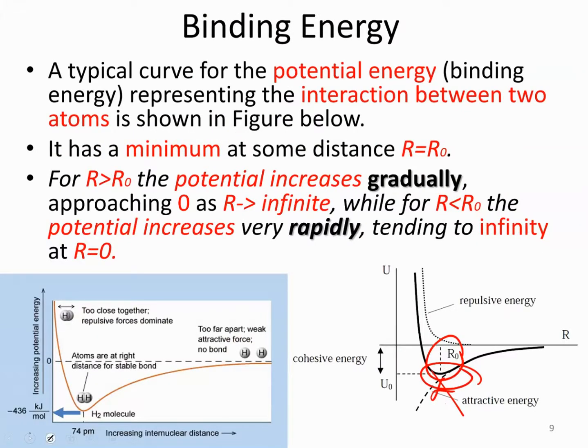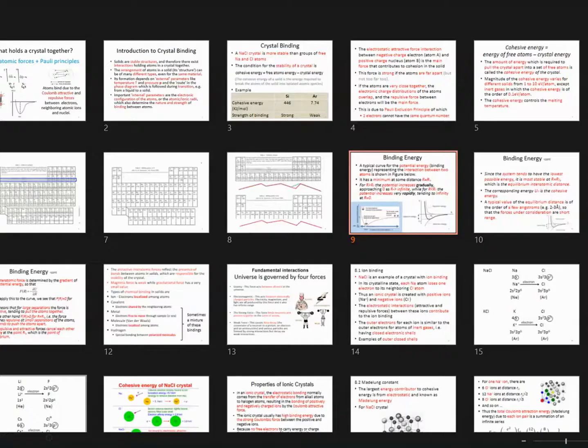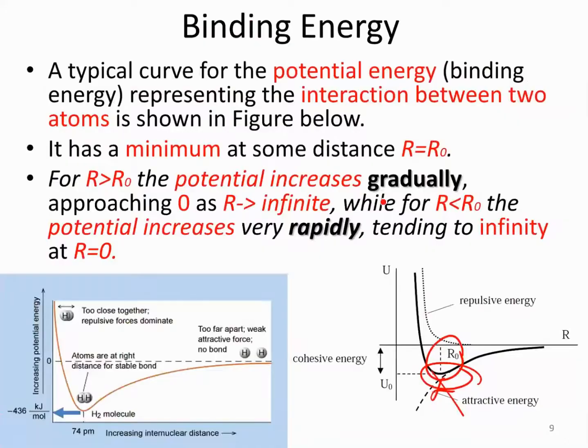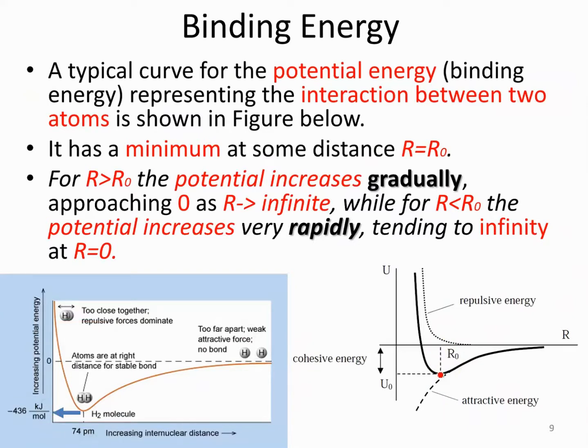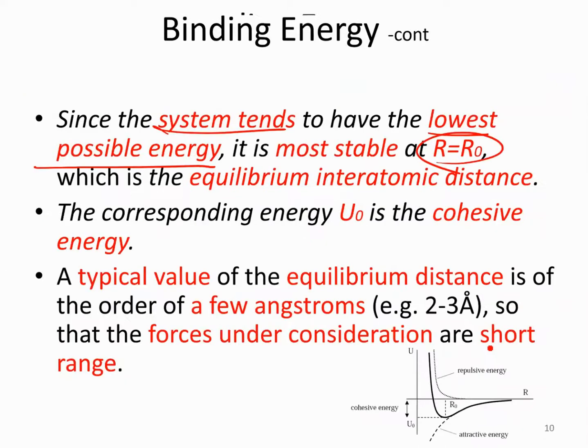From here to here, this is u naught, and this is what we so-called the cohesive energy. A typical value of the equilibrium distance is of the order of a few angstrom, so the forces under consideration are short range. Why is it a few angstrom? Because of the atomic scale.